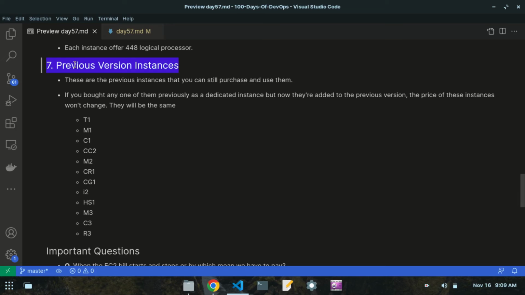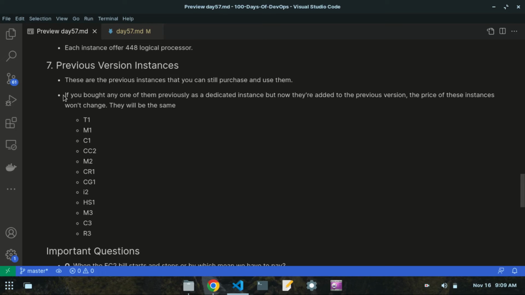So basically the previous version instances contain all the versions that were previously used, although they can still be used and purchased. But Amazon is planning to discard them in the future so that you can't use them further. Although you can still use them and purchase them, Amazon is not planning for users to use them, because better alternatives are present in Amazon AWS. So these are the previous instances that you can still purchase and use if you bought any of them previously as a dedicated instance, but now they are added to the previous version, alright?